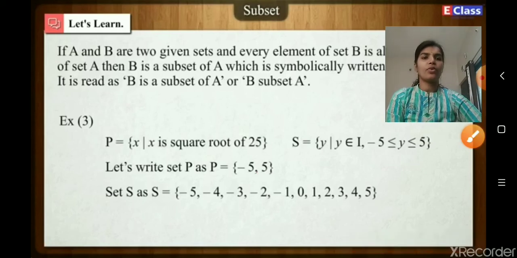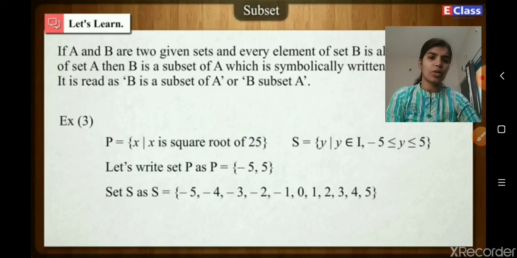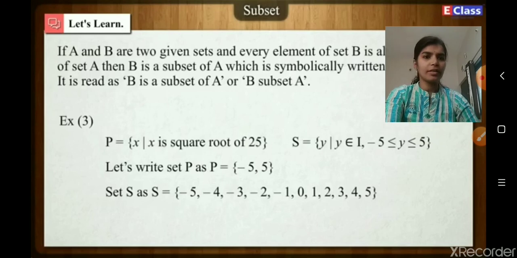Then how do you represent it by a Venn diagram? It is possible. You just draw the set P and in that you write down minus 5 and 5. Then you draw the outer circle around it, and in that you write down the remaining elements of S except minus 5 and 5. Understand? Okay.